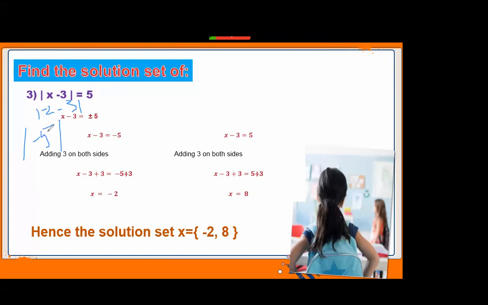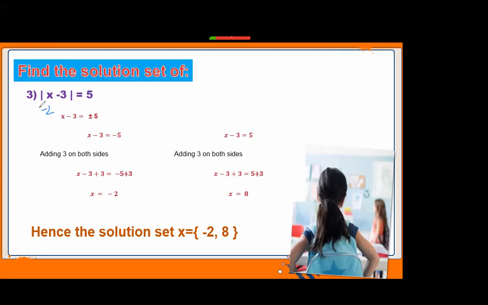Whenever there is a negative number written within the mod, it gives the answer as a non-negative value. So mod of minus 5 gives you 5. That means on our right hand side, the answer is correct. Now what happens if I put the other value?